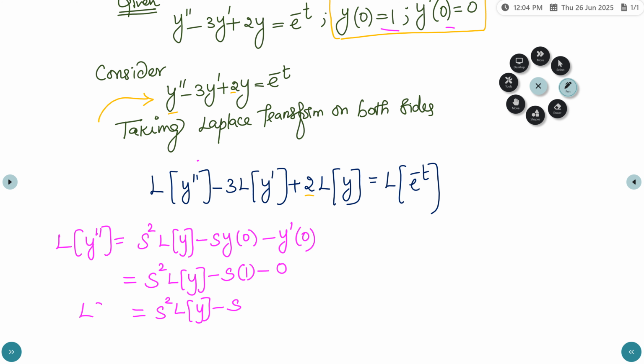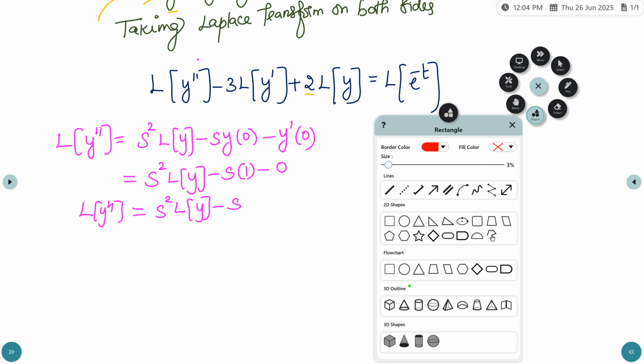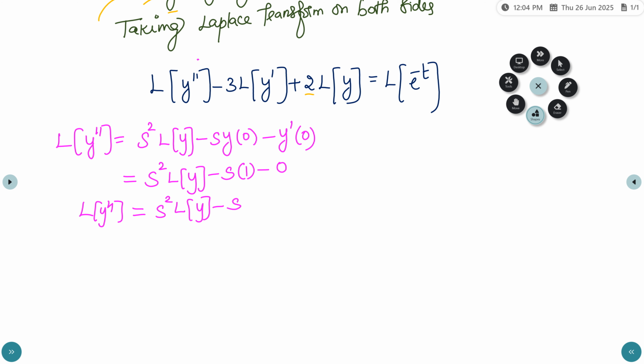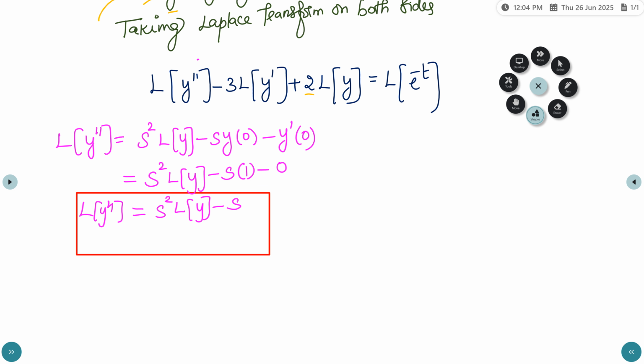This is L of y double dash. This is our L of y double dash. Now, find L of y dash. This is our L of y double dash. Then find L of y dash.